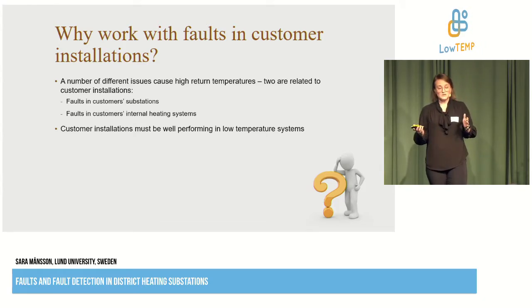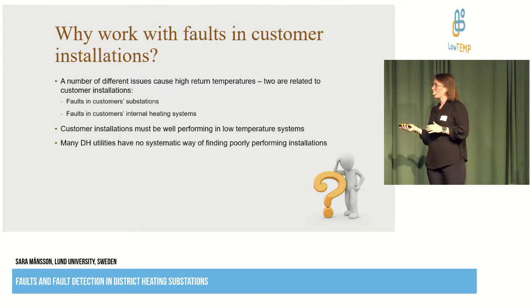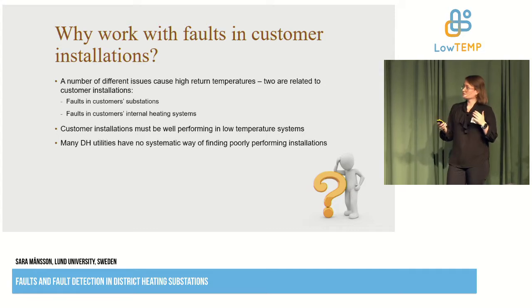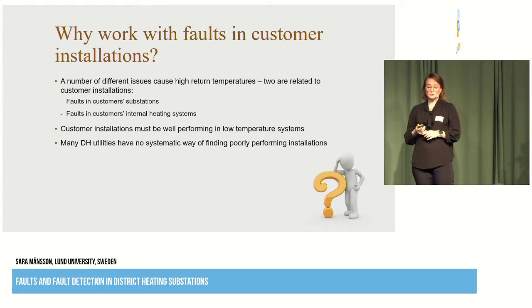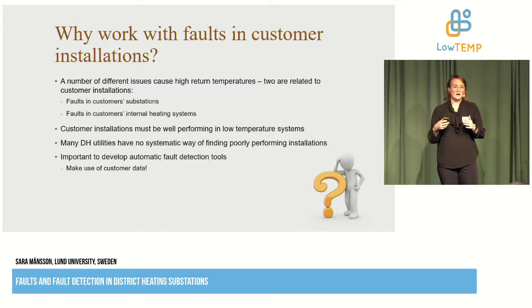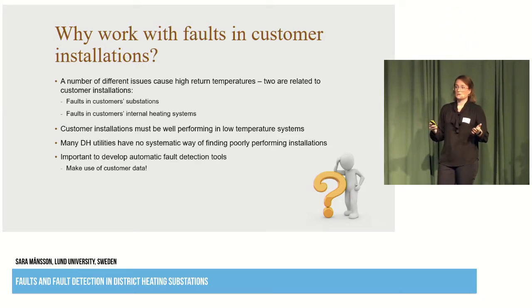So the problem today is that many of the utilities have no systematic way of finding the poorly performing installations, that is, the installations containing faults. Many utilities do a lot of manual work with this, analyzing data in manual ways. But in the future, we believe that it will be very important to have automatic fault detection tools. And one way of doing this is, of course, to make use of the customer data that we already have at hand.